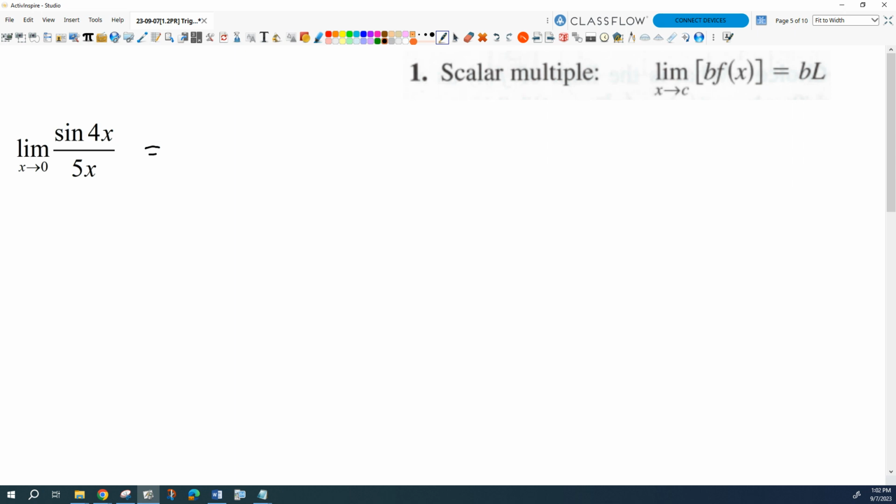Can I pull the 4 out front? No, you're right. How come? How come I can't pull the 4 out in front of the limit? It's inside the sine. Exactly. So there are implied parentheses that we probably should write right there. The 4 is a part of the sine function, so we can't extract that. It's already inside another function. Is there anything we could pull out front?